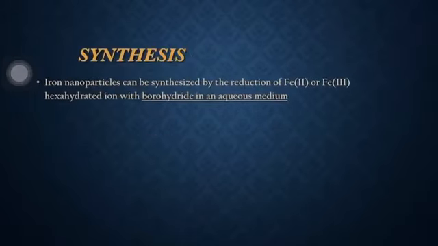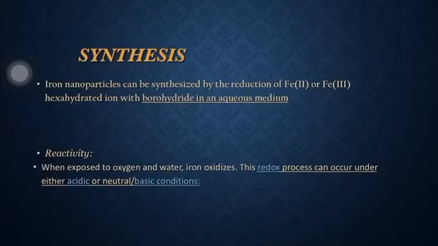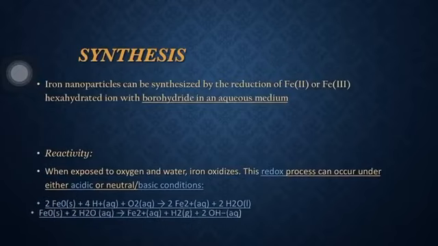Synthesis. Iron nanoparticles can be synthesized by the reduction of iron, which has the oxidation number +2 or +3, hexahydrated ion with borohydride in an aqueous medium. Reactivity. When exposed to oxygen and water, iron oxidizes. This redox process can occur under either acidic or neutral basic conditions, as you can see in the following two equations.